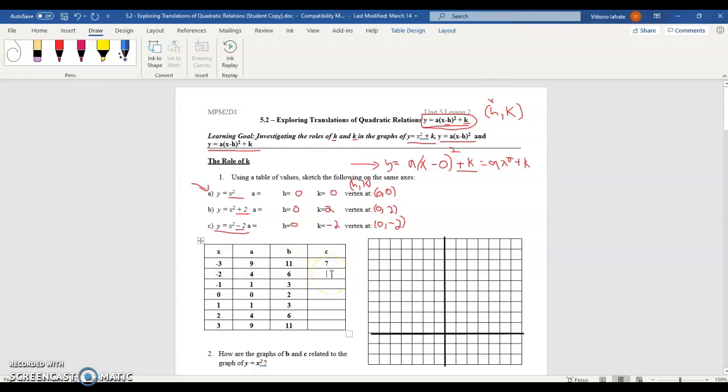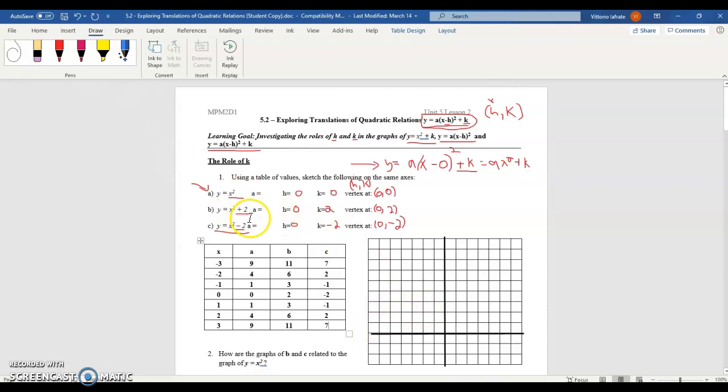And then over here we have 2, -1, -2, -1, and 2 here, and then back to 7 over here. So now we have all our table of values for our different relations provided to us, and we're going to go and plot these on the same grid to see what the effect of changing that k was.